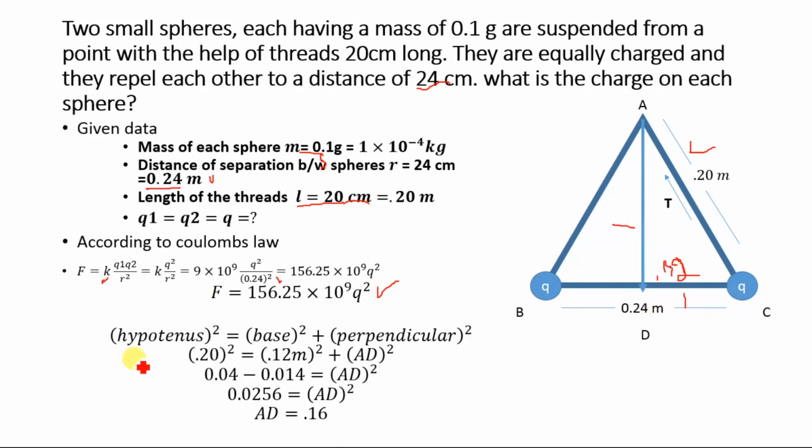According to Pythagorean theorem, hypotenuse whole square is equal to base square plus perpendicular square. The hypotenuse here is 0.20 meter, while the base is 0.12 meter. Substituting the values for hypotenuse and base, and the perpendicular is AD. And solving for this AD, we will get the value of AD is equal to 0.16.